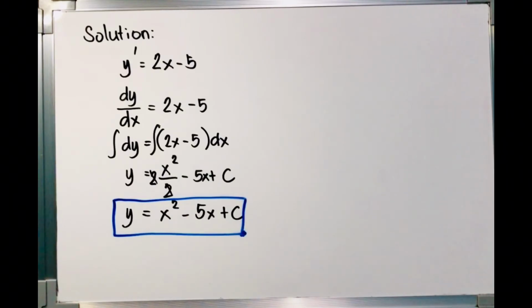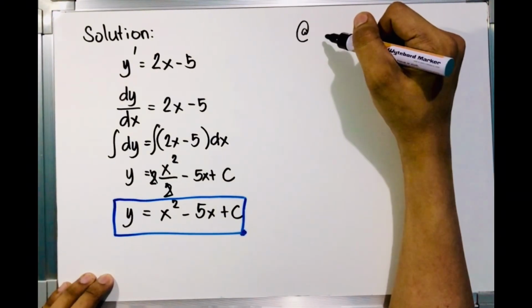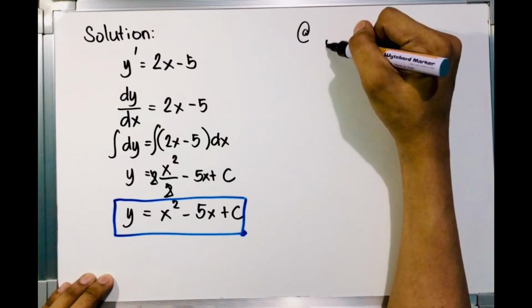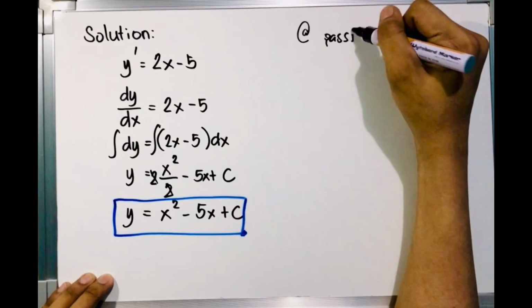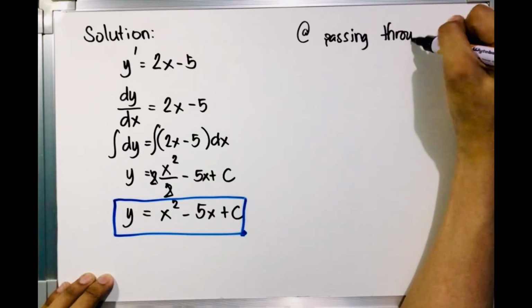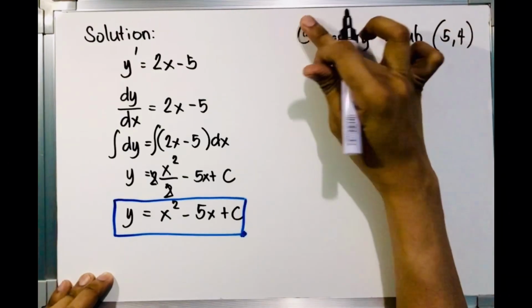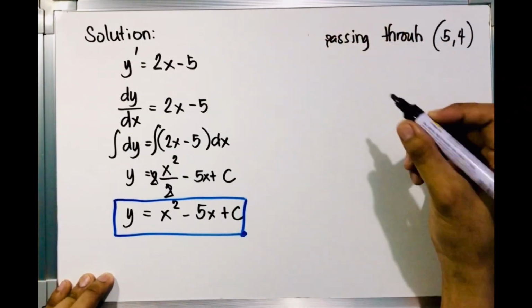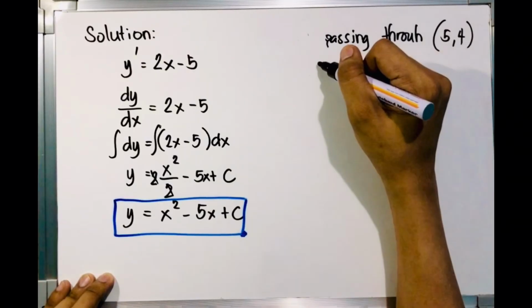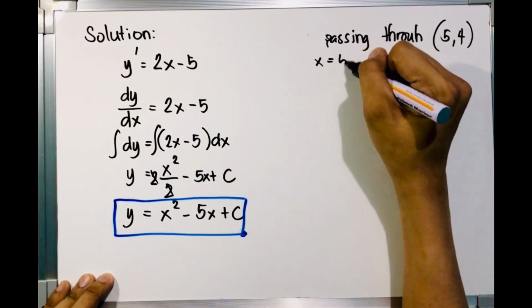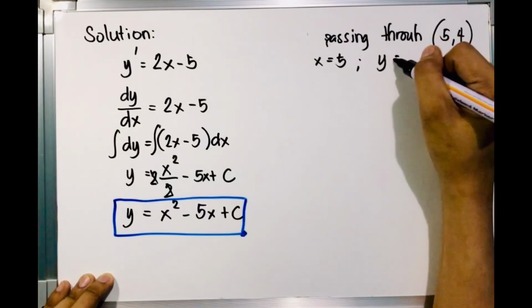So, what we will do is to substitute the value of x and y to the function. Bakit nga ba gagamitin natin yung value ng x and y given it's passing through 5 and 4? So, at passing through, therefore, in here, you have x is equal to 5 and y is equal to 4.